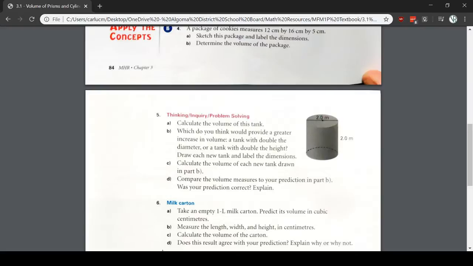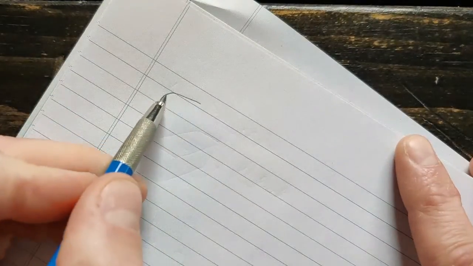So let's flip back over to the notes. We were calculating the volume of a tank. I'm trying to draw a circle here. Not the best ellipse drawing skills, but I think you get the idea. We have a tank with a height of 2 meters and a diameter of 2 meters, so 2 by 2 dimensions on that tank.